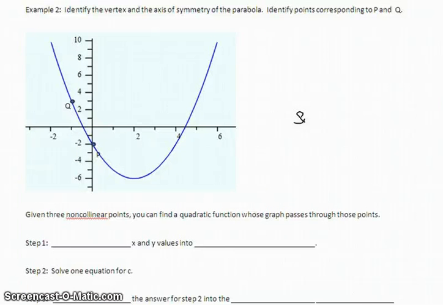Please pause the video now and try example 2. Restart the video when you're ready to check your answer, and I'll finish erasing the board while you're starting the problem.